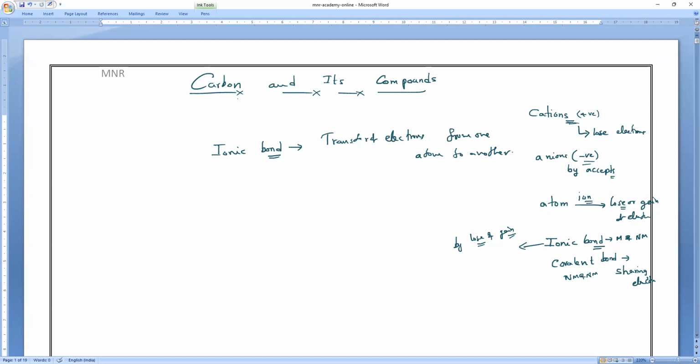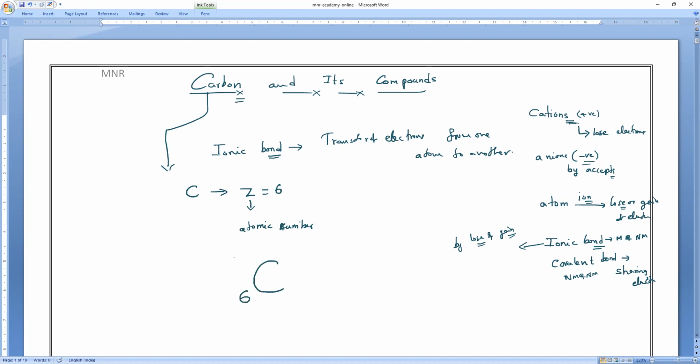Now, as our chapter is carbon and its compounds, what is the symbol of the carbon atom? C. And its atomic number, Z is the symbol for atomic number. Class 9th, do you remember, everybody? So what is the atomic number? 6. Carbon, if you have taken, the atomic number is 6.